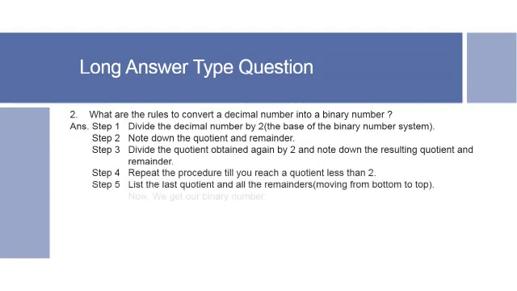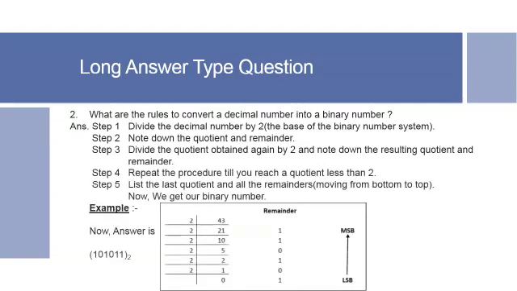Students, your next question is, what are the rules to convert a decimal number into a binary number? As I discussed in my previous video, first you divide that number by 2 and you write the quotient on the below side and remainder on your right side. The first step is to divide the decimal number by 2. The base of binary number system is 2, you know. Step 2, note down the quotient and remainder. Step 3, divide the quotient obtained again by 2 and note down the resulting quotient and remainder. Step 4, repeat the procedure till you reach a quotient less than 2. List the last quotient and all the remainders moving from bottom to top.